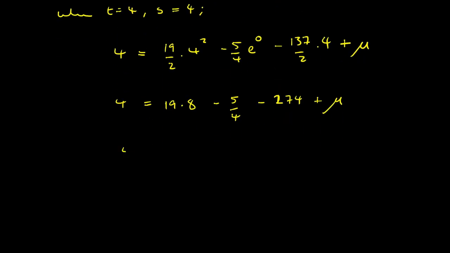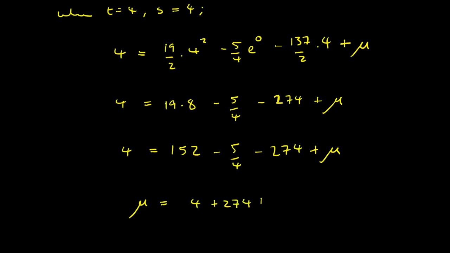Okay, so let's try to simplify that. So that's 4 is equal to 76. Yeah. No. 20 times by 8 is 160. Minus 8 is 152, isn't it? Yeah. Minus 5.4, minus 274 plus mu. Okay, so let's try to get this all right. So mu is going to be equal to 4 plus 274 plus 5 upon 4 minus 152.